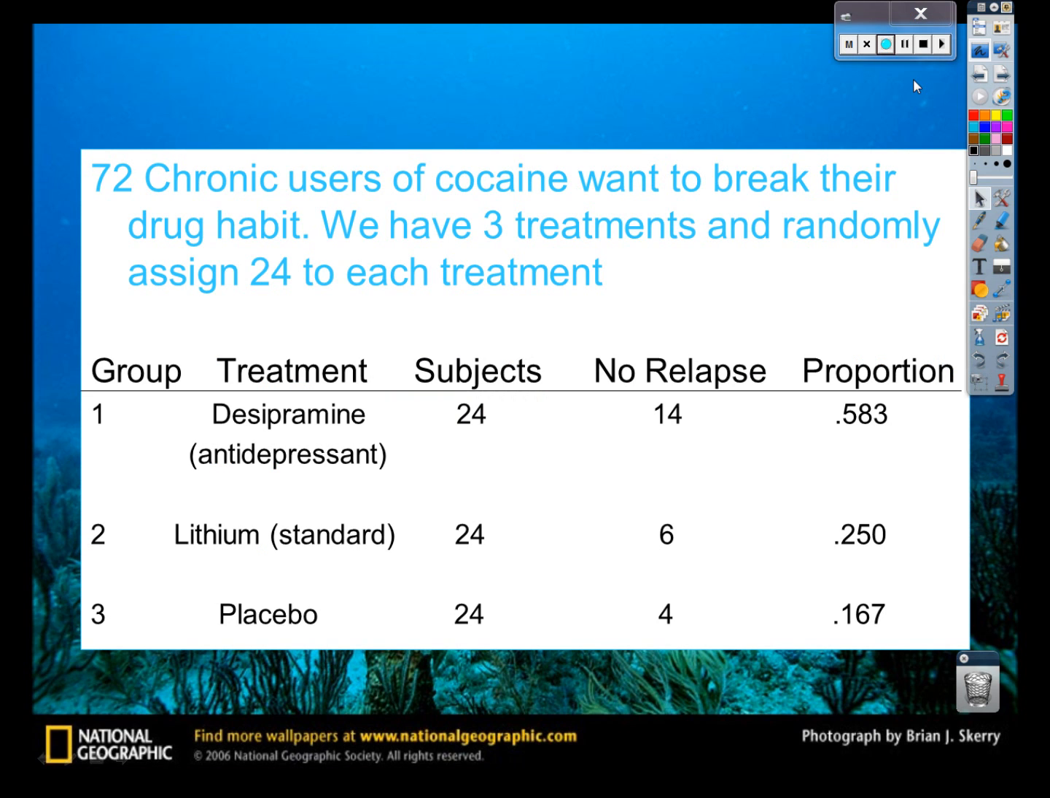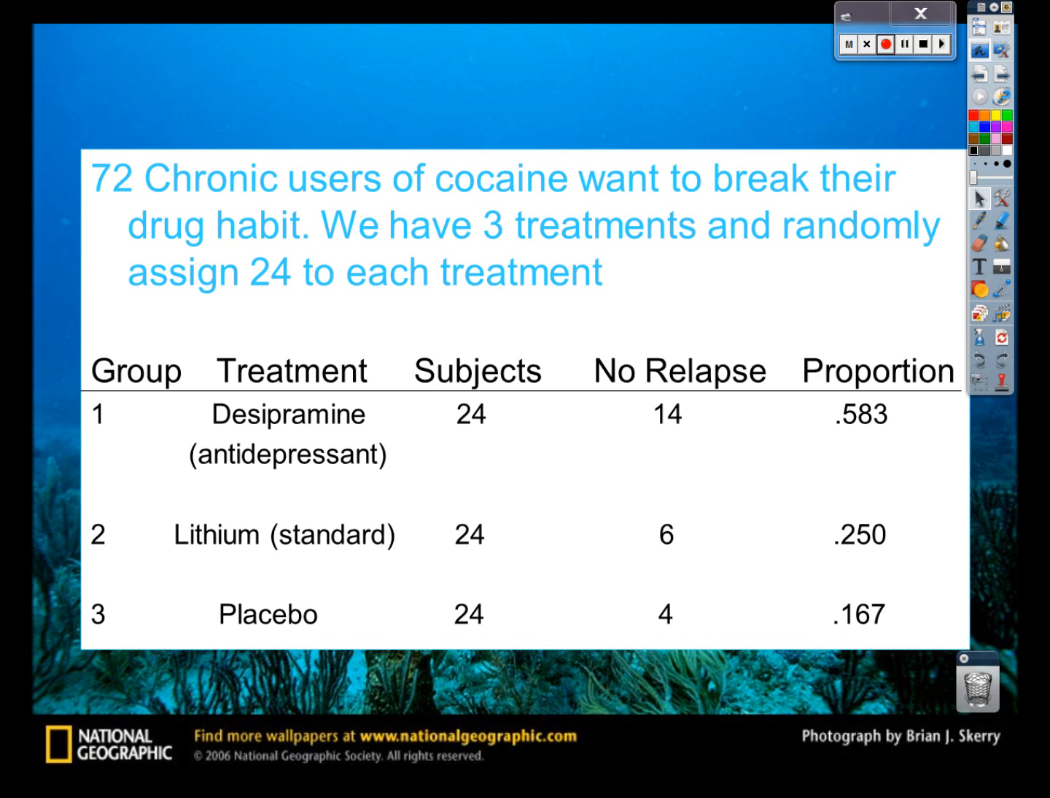I have some people that are addicted to cocaine and they would like to get rid of their addiction. So I'm going to place them into a treatment program and they're going to take one of three drugs: dopamine, lithium, or actually a placebo. I randomly selected which group the subjects are going to use. 72 divided by 3 puts 24 subjects in each group. I then recorded if they did not relapse, meaning they did not go back to using cocaine.